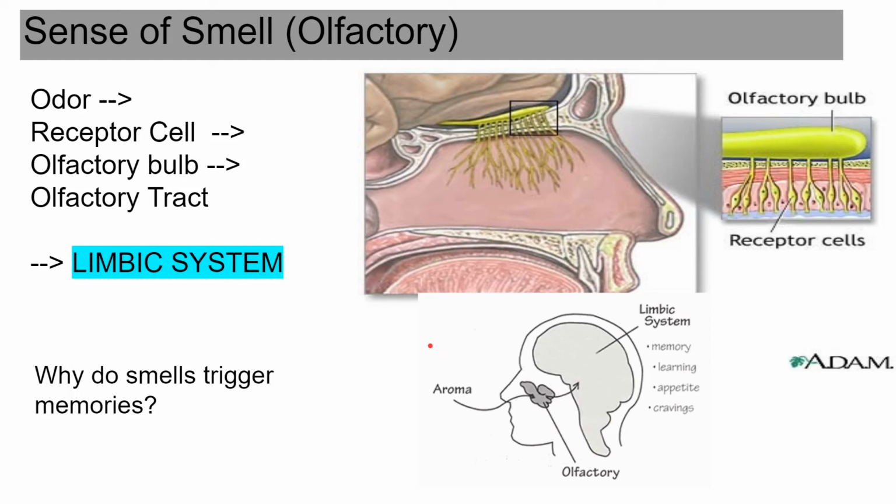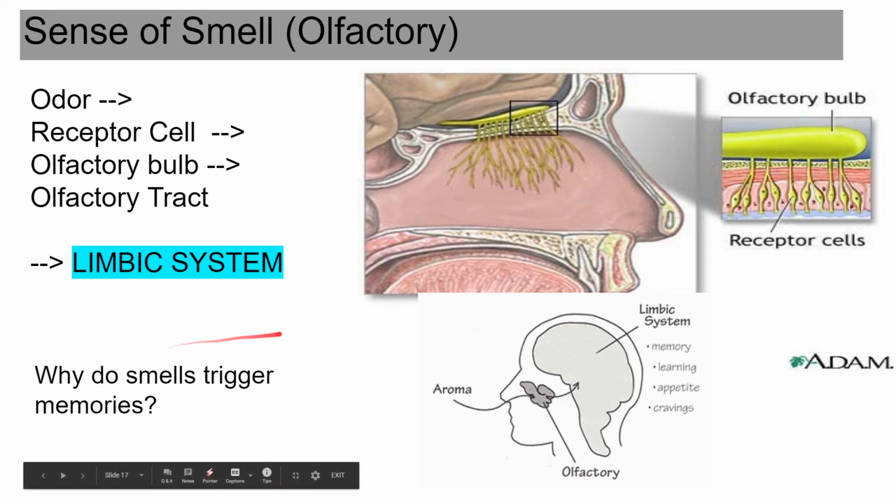So the sense of smell. You have an odor. There are receptor cells in your nose. It goes to your olfactory bulb and through the olfactory tract to your limbic system connected in your brain. And they can be associated with a lot of different things, such as memories. Sometimes you'll walk in somewhere and you'll smell something and it'll trigger a memory of something else, because it is tied into the limbic system that also deals with the memories. That is why it will sometimes trigger memories.